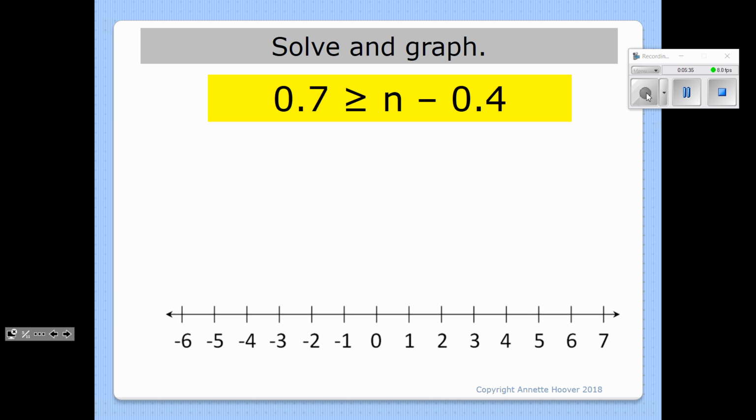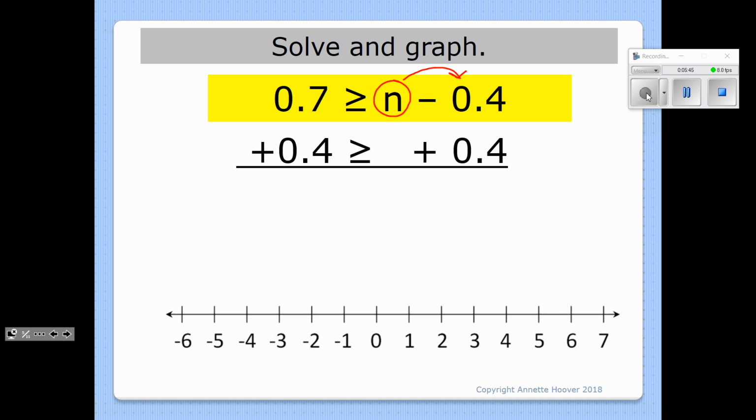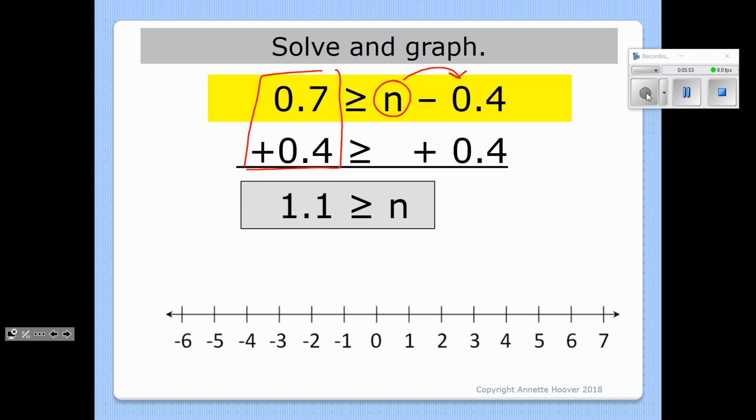Same with decimals. Here again we have the variable on the right side of the equation. We have a -4/10, so we're going to do a +4/10 on both sides of the equation. Now on the right side we have 7/10 plus 4/10, so we add 7 and 4 and get 1 and 1/10. It's greater than or equal to n. Notice again that the variable is on the right side instead of the left side, so we could read it this way. N is less than, because the less than part of the symbol is next to the n, or equal to 1 and 1/10.